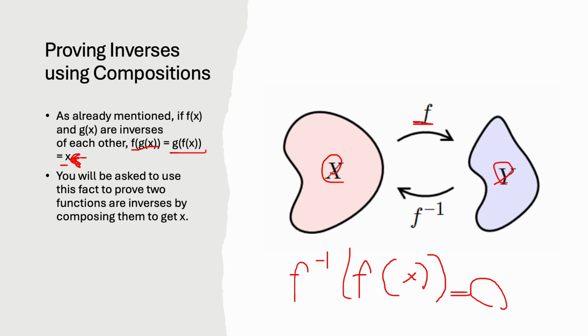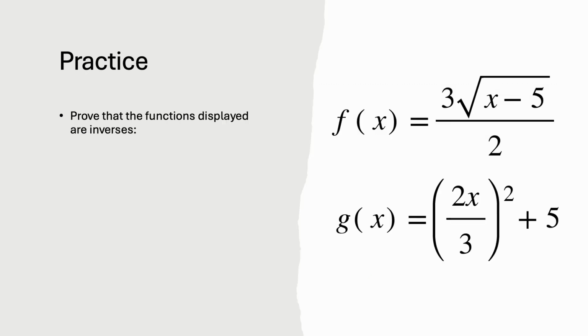If we do one function, we go from x to y. If we do the inverse function, we go from y to x. And so we can use this to prove that two functions are inverses by composing them and seeing if it all solves out to be x. So here's an example. Prove that the functions displayed are inverses. Again, you're going to want to plug one of these functions in and replace x with it. You can do either one. I think I'd do f of g of x. Try to see if you can do that and then get back to me.